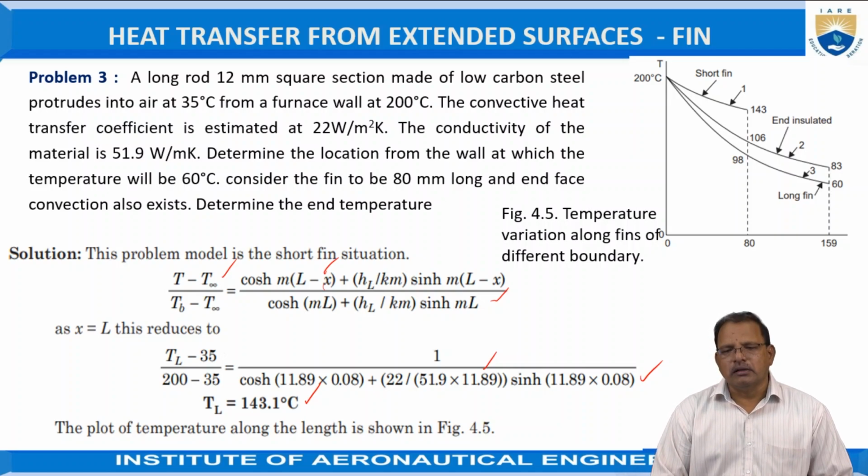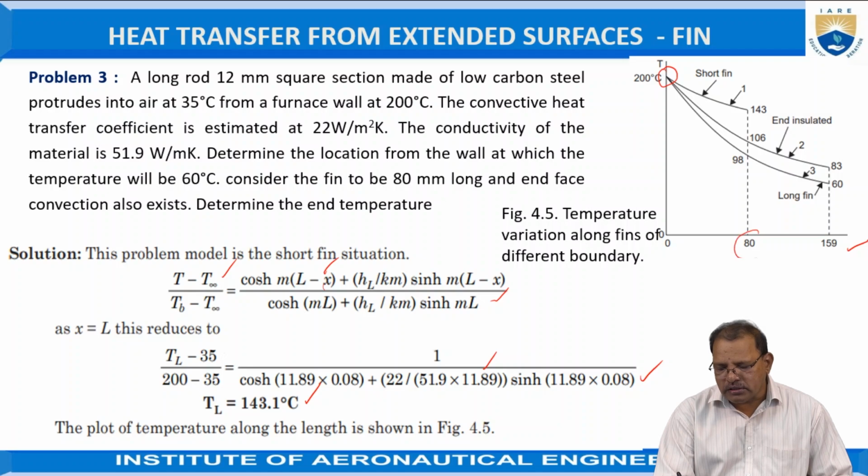If you plot the diagram for the three variations, along the x-axis is the length of the fin, and vertical is the temperature. Here 200 degrees centigrade is the temperature at the root, that is, at the intersection of the fin and the furnace surface. For the short fin of 80 mm length, it has a maximum of just 143 at the end position.